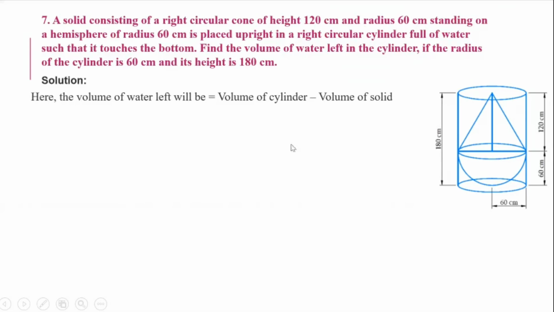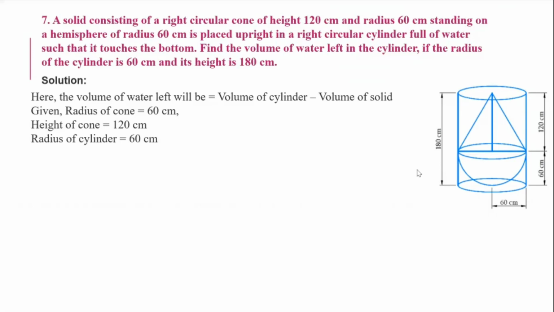The volume of the water left, I told you, will be equal to the volume of the cylinder minus the volume of the solid. I explained it to you. Now, the volume of the cylinder will be how much? It is equal to pi r square h. So I need to find out the radius, which is 60. The height of the cylinder is equal to 180. I'll just write that. The radius of the cone is how much? It is 60. The height of the cone is 120. I'll write the dimensions of the cylinder also. Radius 60, height is 180. I'll write the dimensions of the hemisphere also. Radius is equal to 60 centimeters.